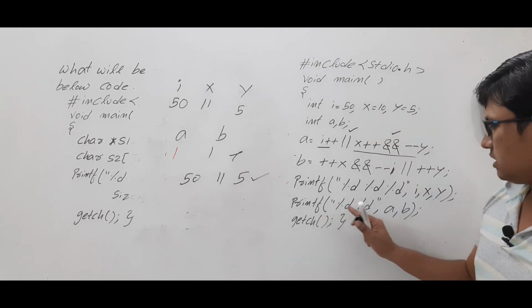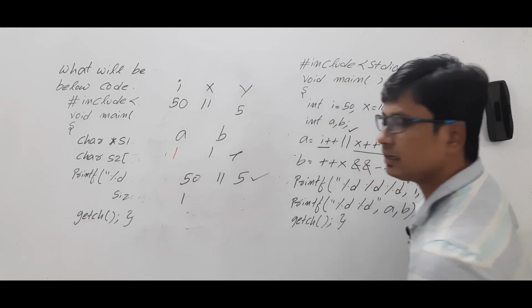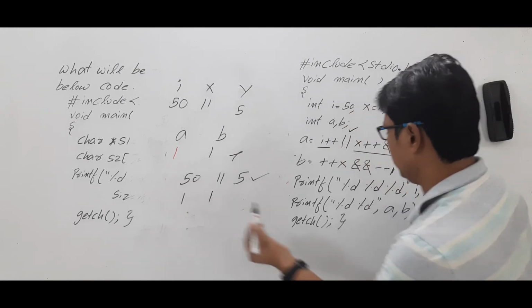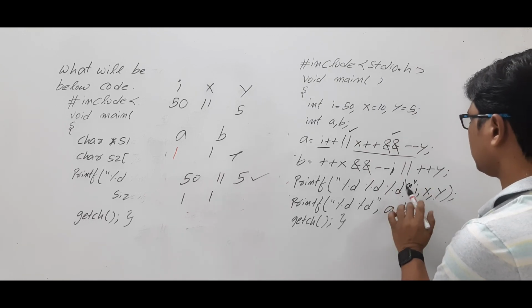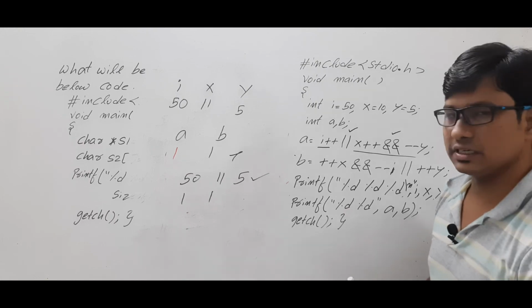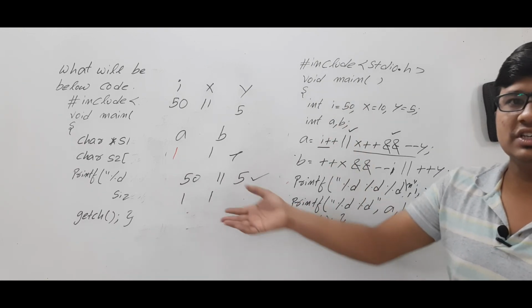And again they are asking to print the a value and b value. What is the a value? 1. What is the b value? 1. If I write \n here, it will go to a new line, otherwise it will display in the same line. Is it clear? Are you able to understand it or not? So this is the output of the second program.